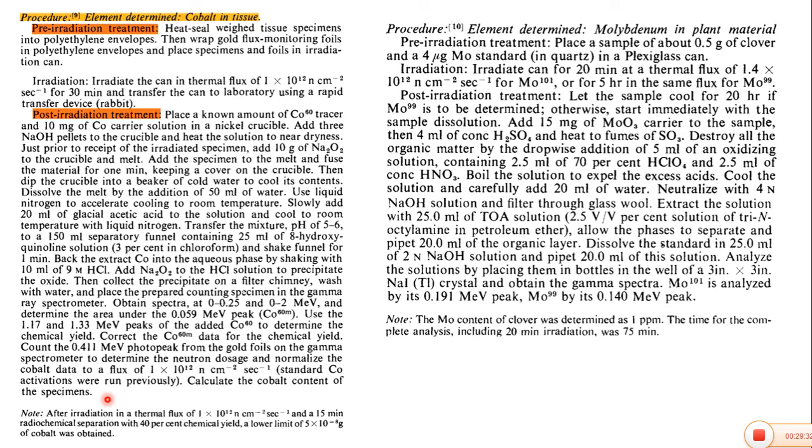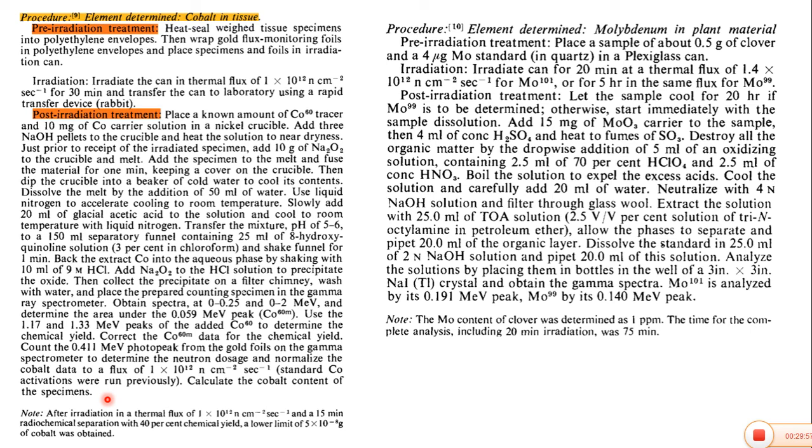The other example is molybdenum in plant material. So this is also a determination of an element in a biological material. So dear students, because it is a biological material and you would like to determine molybdenum, there are again three processes: pre-irradiation, irradiation, and post-irradiation.